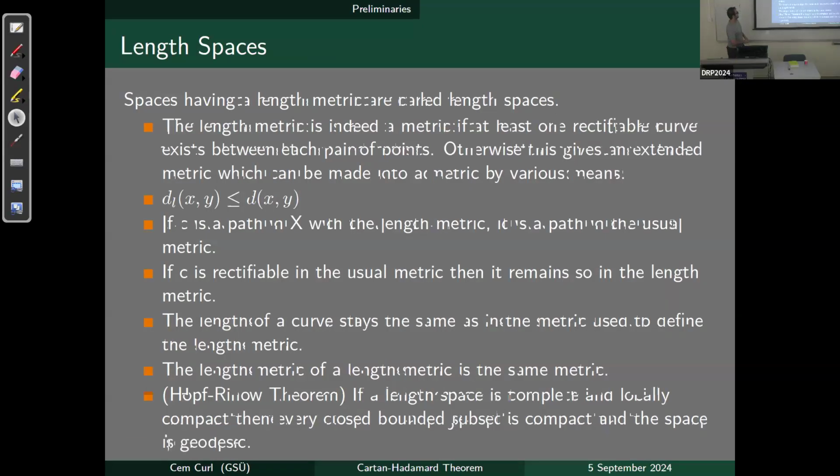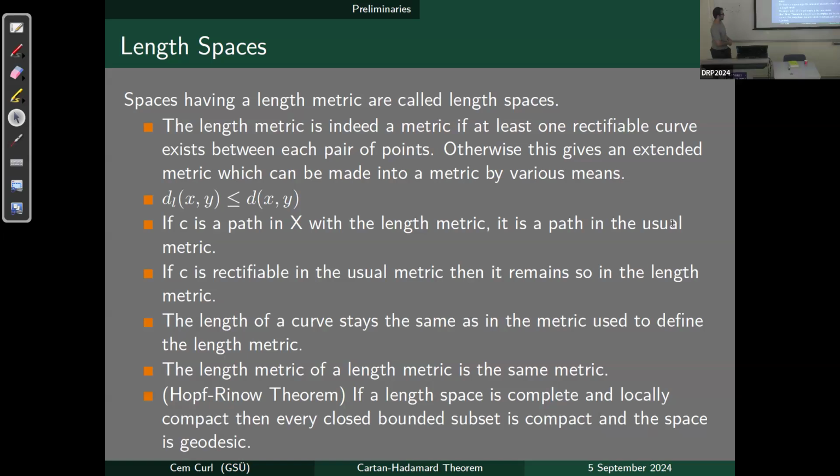Length spaces. Length spaces are spaces that are given the length metric, the one we defined before. And the length metric is indeed a metric if there is at least one rectifiable curve between 2 points. The balls of the length metric are contained in the balls of the metric we use to induce it. And if X is a path space with the length metric, it's going to remain a path space with the usual metric. If C is rectifiable, it remains so. The length of a curve stays the same.